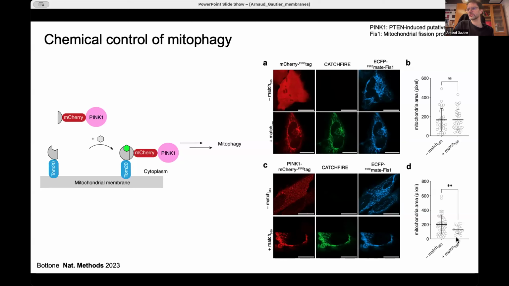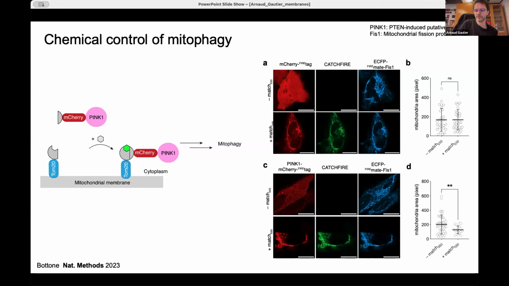And we could actually quantify the induction of mitophagy simply by characterizing the area of the mitochondrial network. And we really see a decrease of the area of this mitochondrial network, indicative of induced mitophagy. So this is a very simple experiment demonstrating how we can use catch fire to control a biological process.